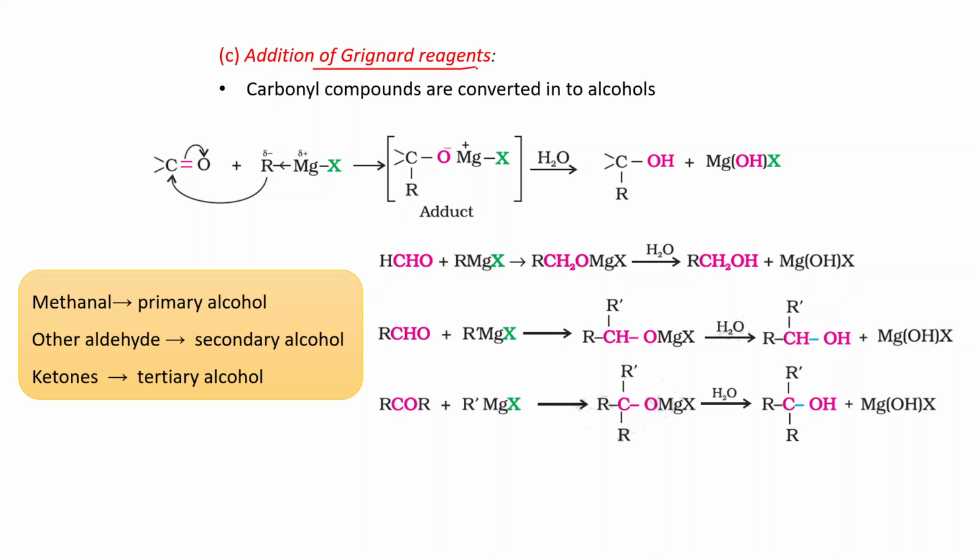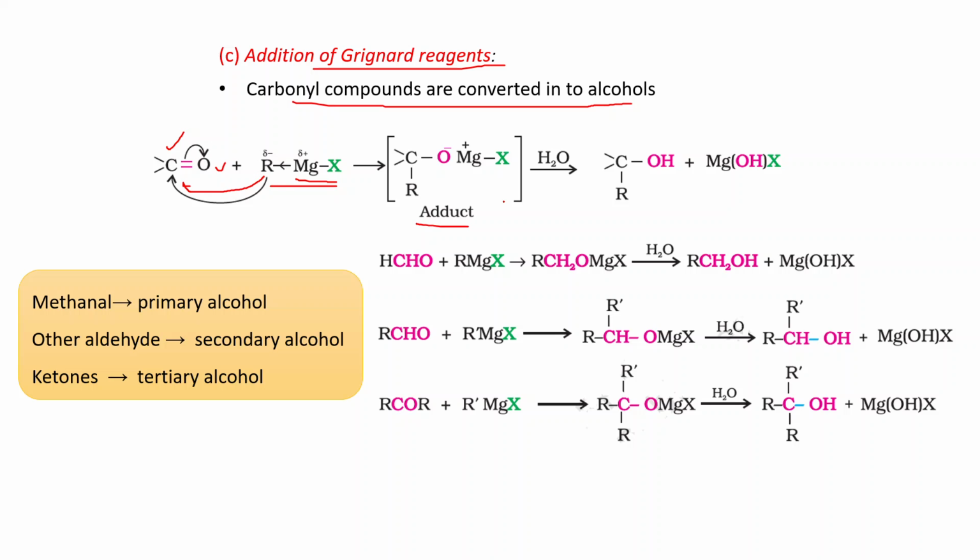Addition of Grignard reagent. Carbonyl compounds are converted into alcohols. If you remember, we already discussed this reaction in the preparation of alcohols, from carbonyl compound and reaction of Grignard reagent. This is the carbonyl compound and this is the Grignard reagent. In this case, this R will add to this carbonyl carbon, and this MgX part will add to this oxygen, and we will get the first adduct.